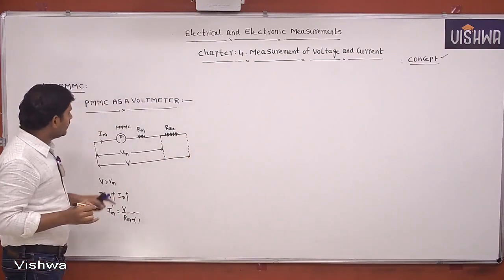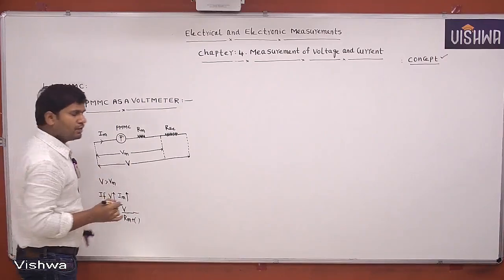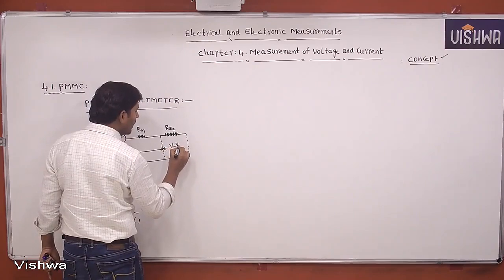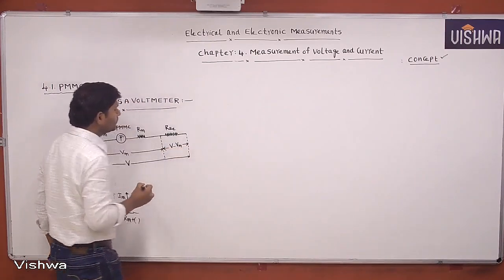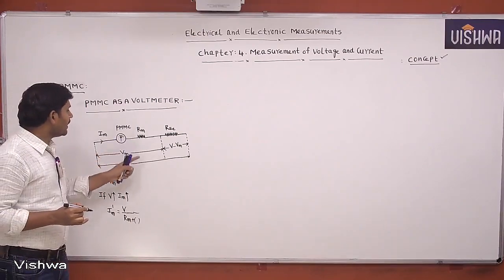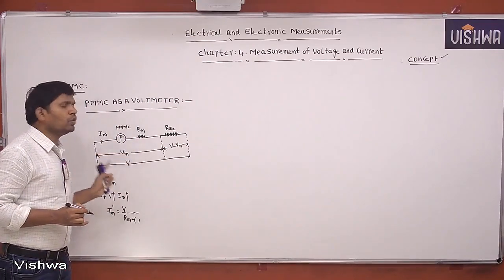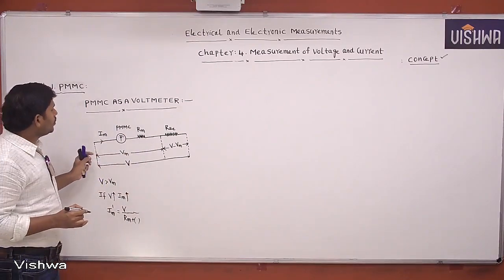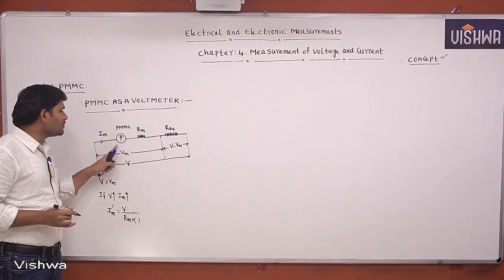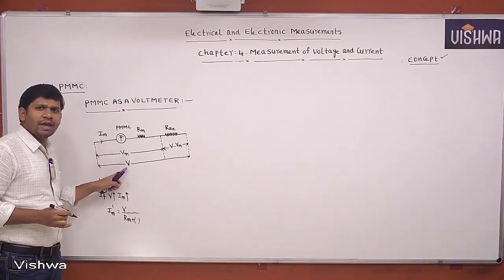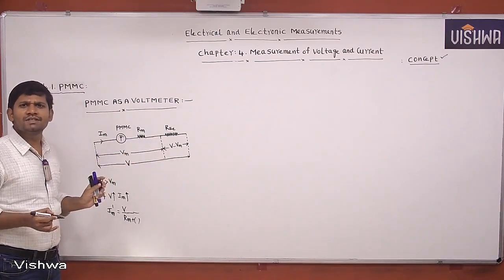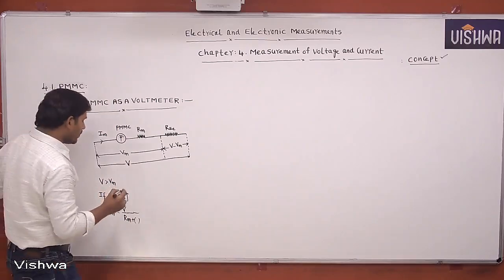This is Vm, this is V. Now what is this voltage? This voltage is V minus Vm. And then it is nothing but a PMMC as a voltmeter. That means to convert PMMC into a voltmeter, to extend the range from Vm to V, a high value of series resistance is connected. That is one point to remember.